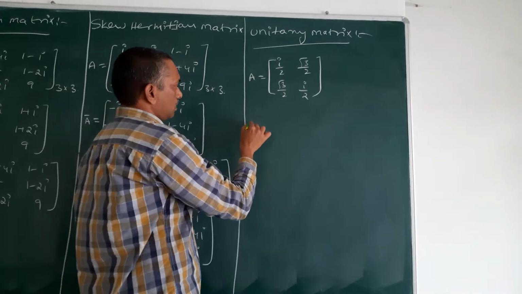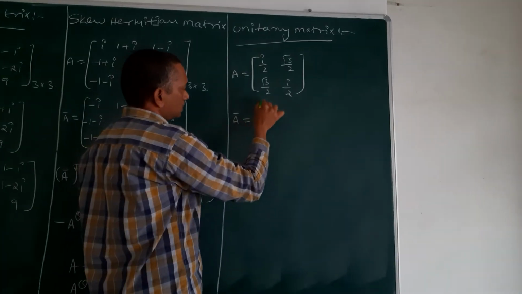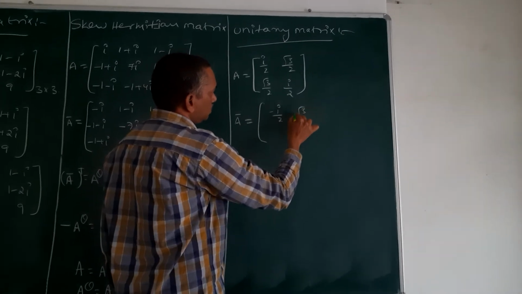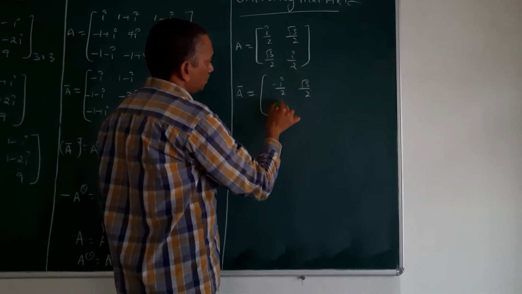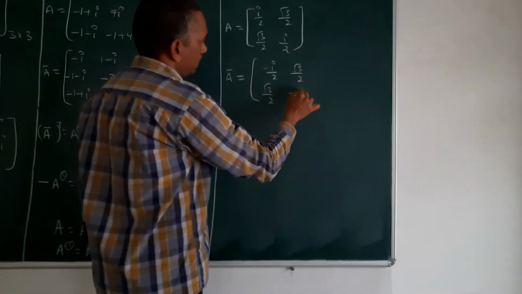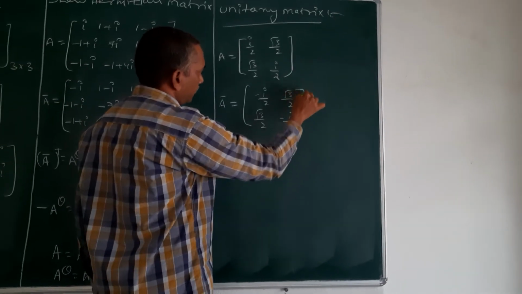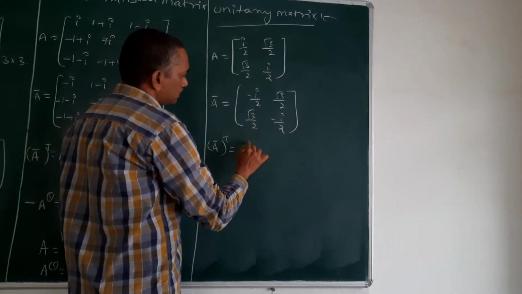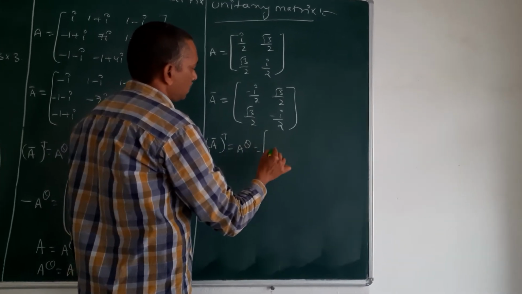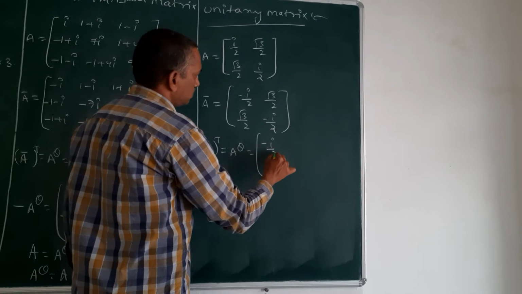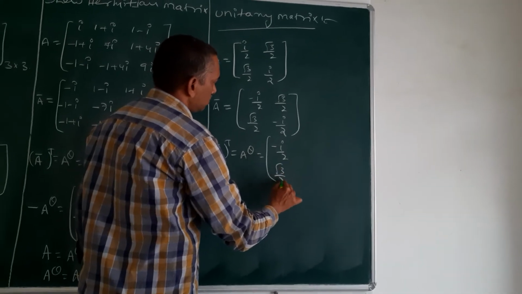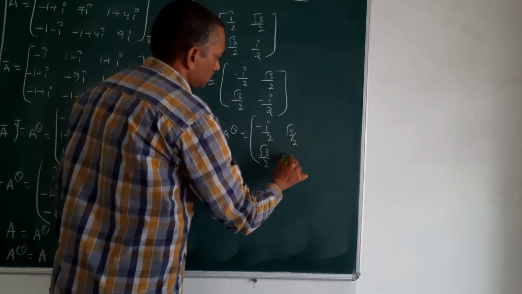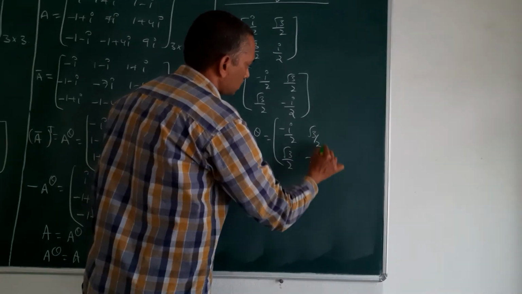What is the conjugate of A? Conjugate of A equal to minus i by 2, root 3 by 2; root 3 by 2, minus i by 2. Transposed conjugate of A equal to minus i by 2, root 3 by 2; root 3 by 2, minus i by 2. This is the transposed conjugate of A.